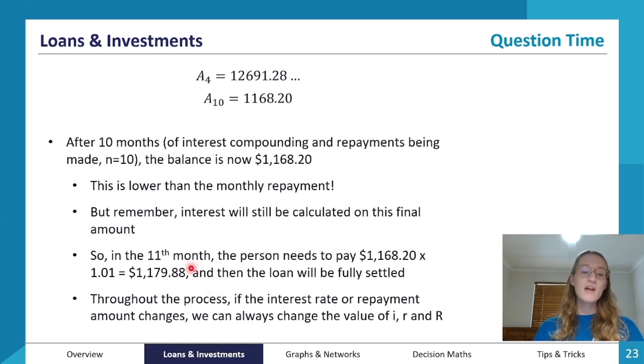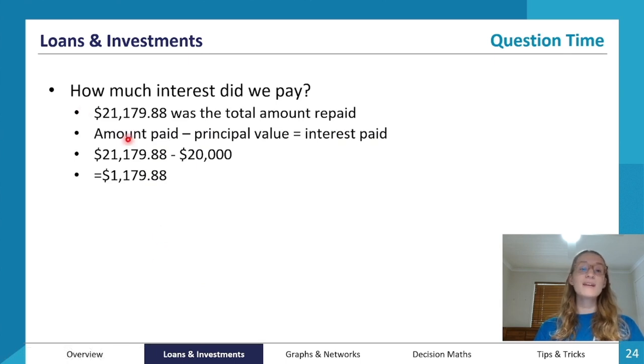And then in the last month, they paid back $1,179.88. So we can see that the total amount they paid back was $21,179.88. And to find out the amount of interest paid, what we do is we take the amount paid back in total, which is this amount here, and take away the principal value from that. So we have $21,179.88, and we take away $20,000 from that, and that leaves us with $1,179.88. So we can see that that was the amount of interest paid, which makes sense, right?